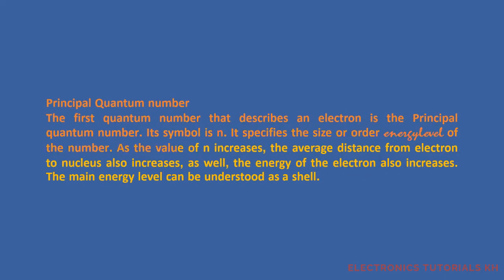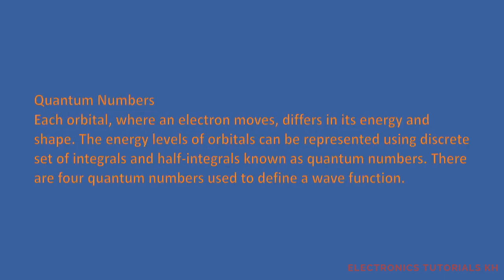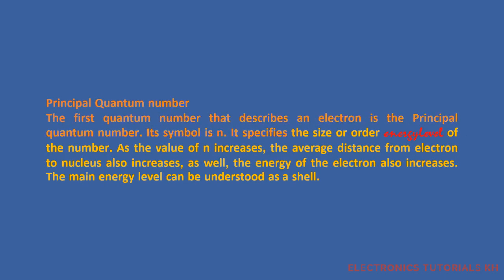Principal quantum number. The first quantum number that describes an electron is the principal quantum number. Its symbol is n. It specifies the size or energy level of the orbital. As the value of n increases, the average distance from electron to nucleus also increases. As well, the energy of the electron also increases. The main energy level can be understood as a shell.